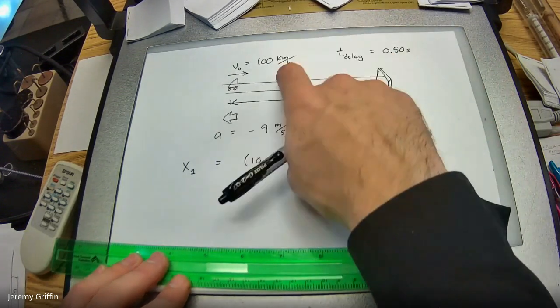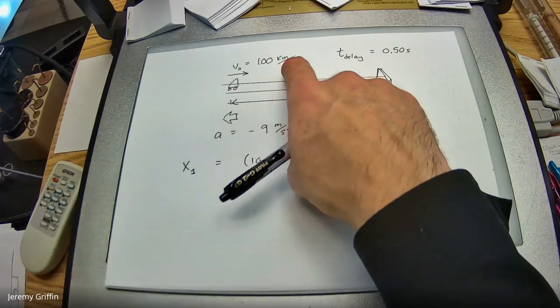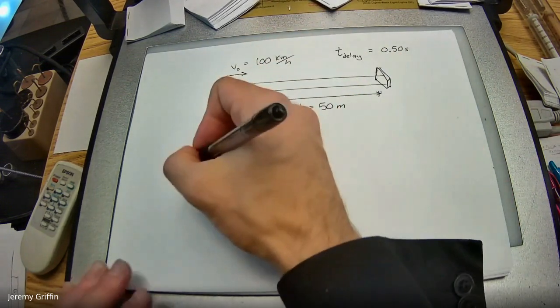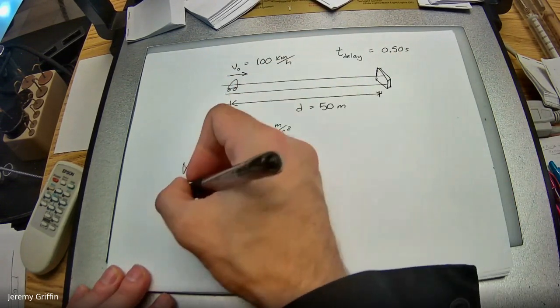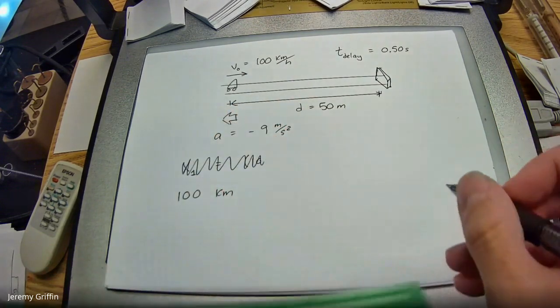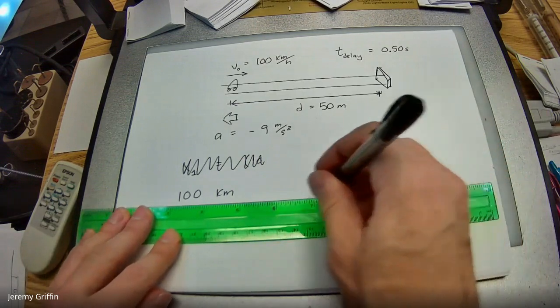Sorry, one more thing. Your book did this. They gave you kilometers per hour, but everything else is in meters and seconds. We have to do a conversion first before I do any of that stuff. Okay. Let's take 100 kilometers per hour and convert that to meters per second. See if you can beat me to the answer. 100 kilometers per hour to meters per second.